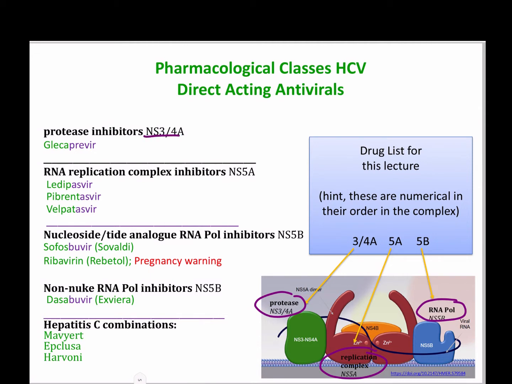So we have inhibitors for protease, we have inhibitors for the replication complex, and we have two different types of RNA Pol inhibitors, both nucleoside or nucleotide analogs and non-nucleotide analogs. We also have several different combination drugs, and these are the three you're going to be responsible for.